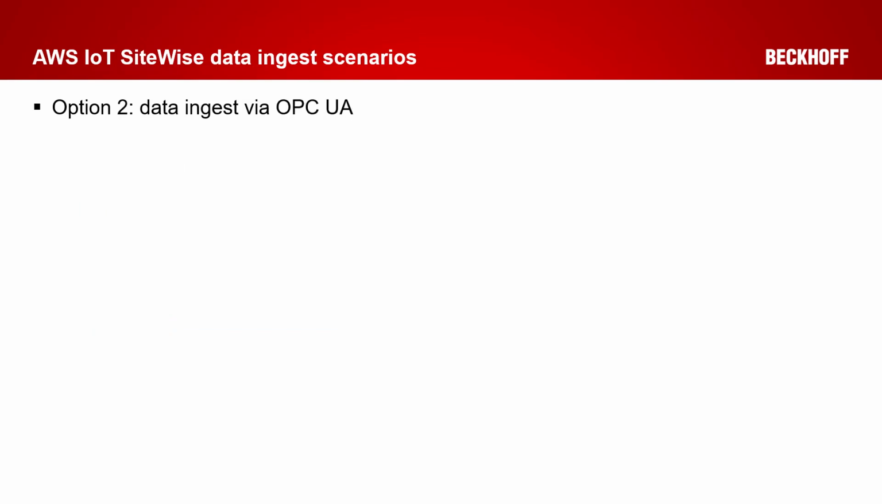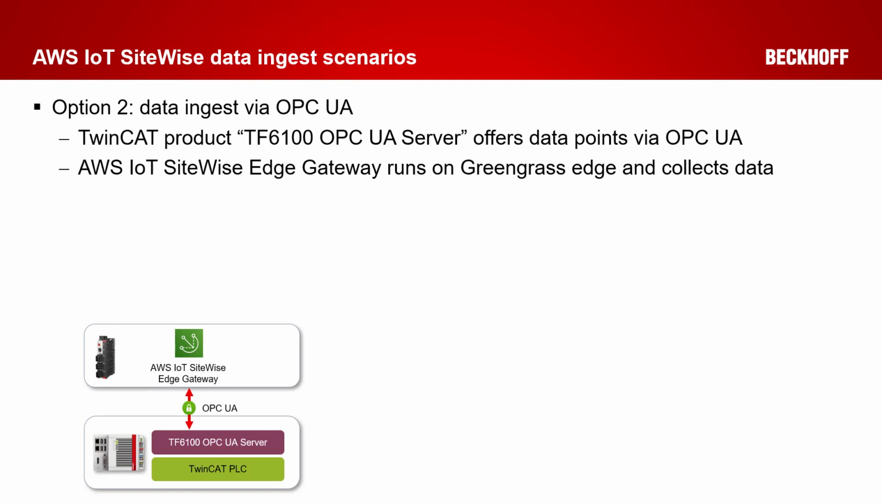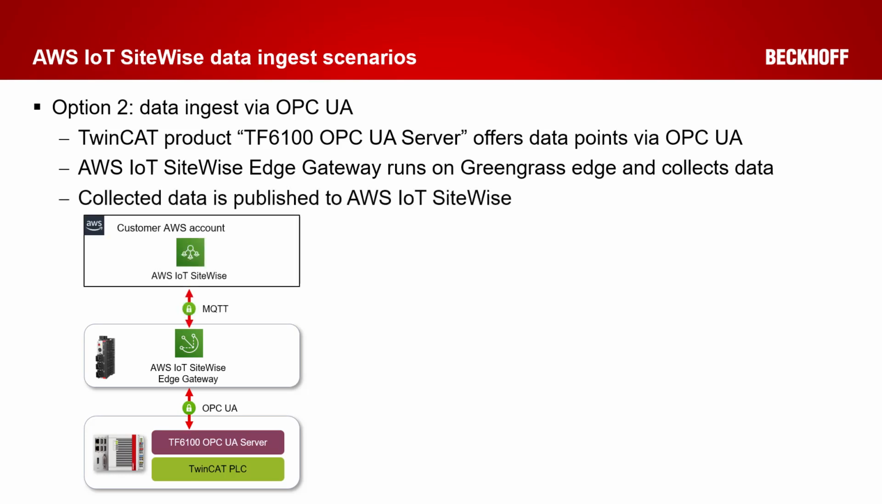Another connectivity option for the data ingest would be to use OPC UA. By using the TwinCAT OPC UA Server, you can make data points from the TwinCAT PLC real-time available via OPC UA. And by using a Beckhoff edge device together with the software AWS IoT Greengrass, you can make use of the so-called AWS IoT SiteWise Edge Gateway. The Edge Gateway connects to the TwinCAT OPC UA server in order to collect the data points and then publishes those data points to the AWS IoT SiteWise service in the cloud.